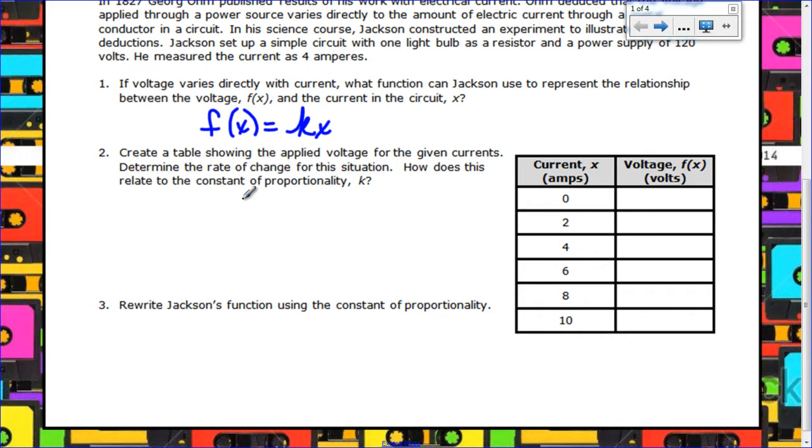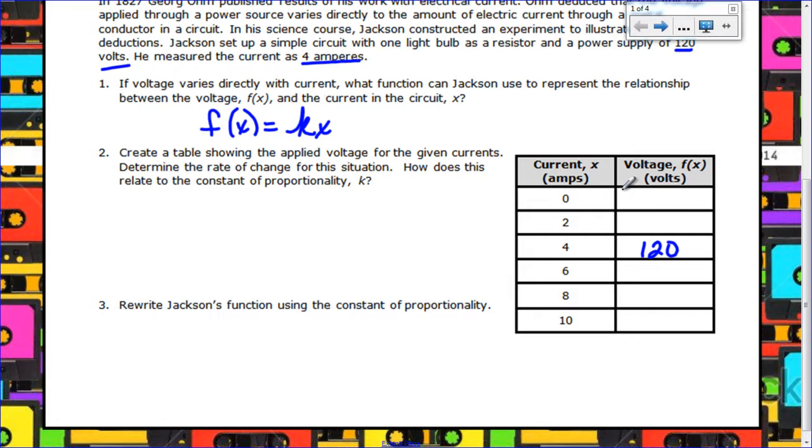So we're going to go find it so we can write an equation and then use it. We're going to create a table based on what we know given to us up here in the problem. And then we're going to use that information to help us write an equation and then use that equation to fill in the rest of the table. So we know up here that he had a power supply of 120 volts that measured 4 amps. And so right here in my table, 4 amps was 120 volts.